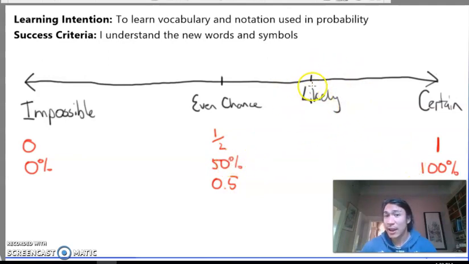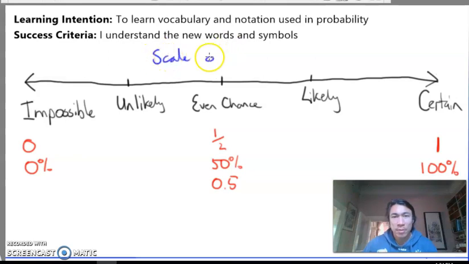On the other hand, if something is unlikely to happen, it's down here on my scale of probability. And it's anything from 0% chance of happening to 50% chance of happening, I would say is unlikely to happen. It's not impossible, it's not an even chance, but it's unlikely. I'm just going to label this my scale of probability. So where we're at now is you've learnt some new words in probability.